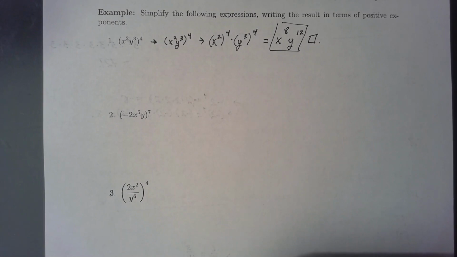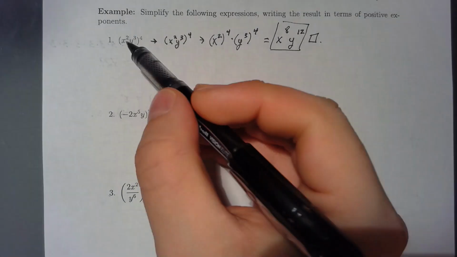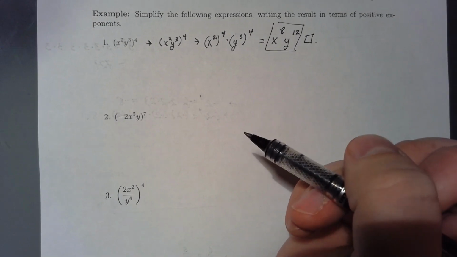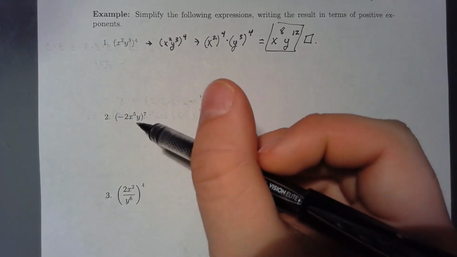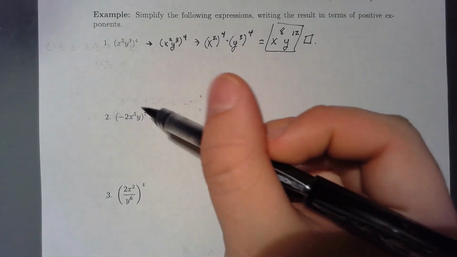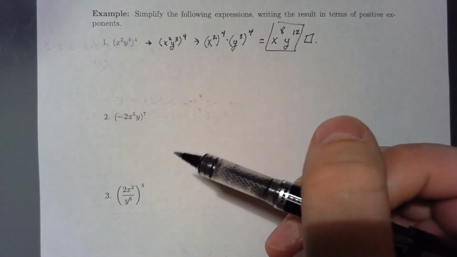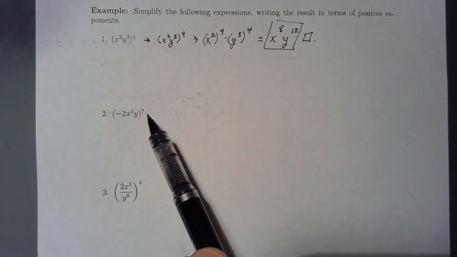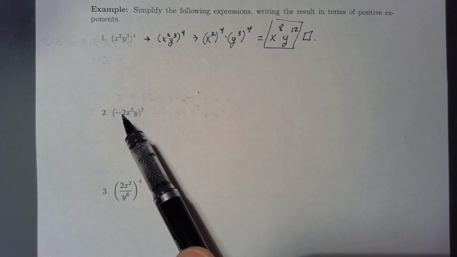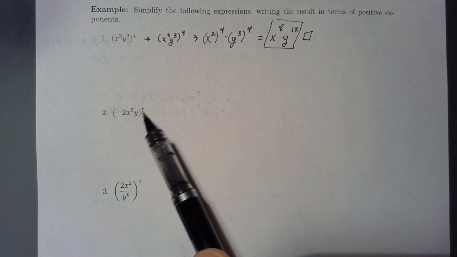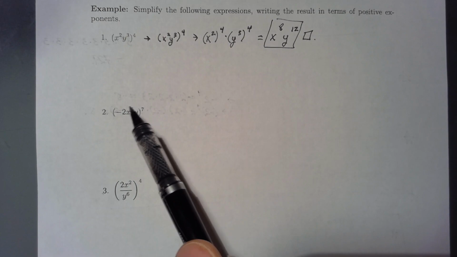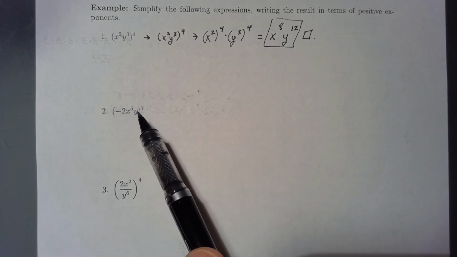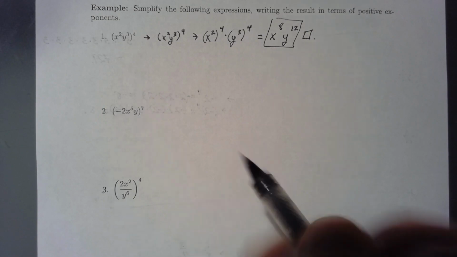And number two, this is very similar to number one, in that everything inside the parentheses is being raised to the seventh power. Since everything here is being raised to the seventh power, that means the negative 2, the x to the fifth, and the y are all being raised to the seventh power. And since this is a product of everything in here, the negative 2 times x to the fifth times y, I could break it up.